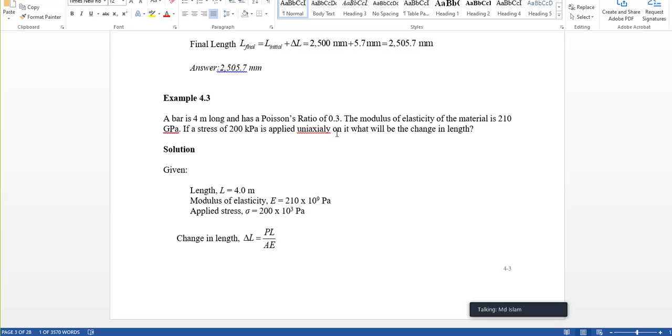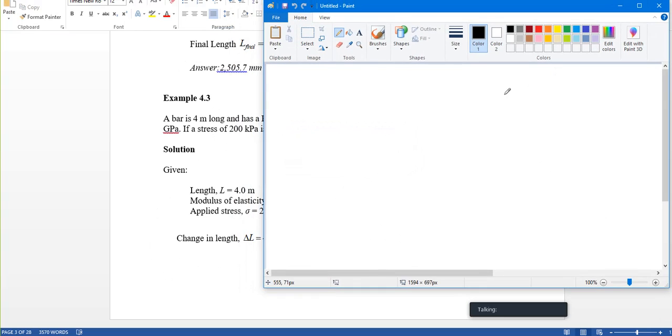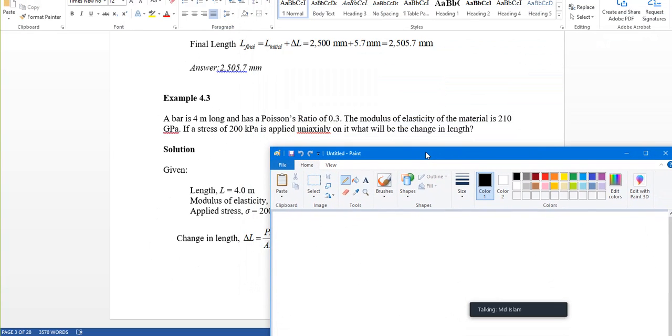Do we need Poisson ratio? No, I do not think so. Why do they give it to you? Maybe to confuse you. Sometimes there might be some extra or redundant data just to confuse you. I do not think we need it. Let me see the solution. How will I solve this problem? What do we know?